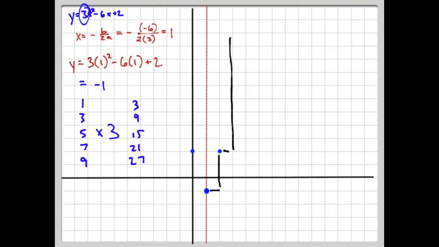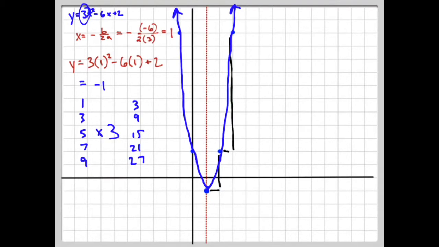That would be our next point. And we got that symmetric point on the other side of the graph, right there. So that just gives us kind of a guideline to draw through. So we can draw our parabola through those points. Make sense? Yes, no, maybe? Okay, now I want you to notice something.